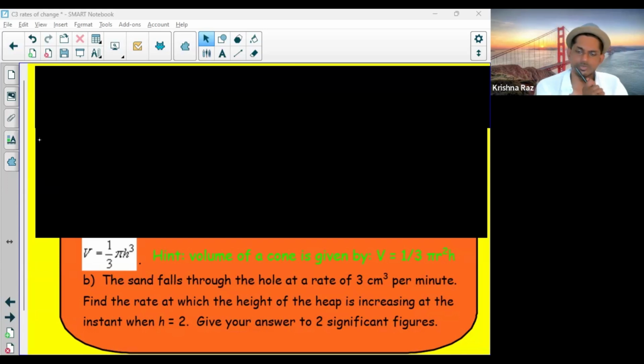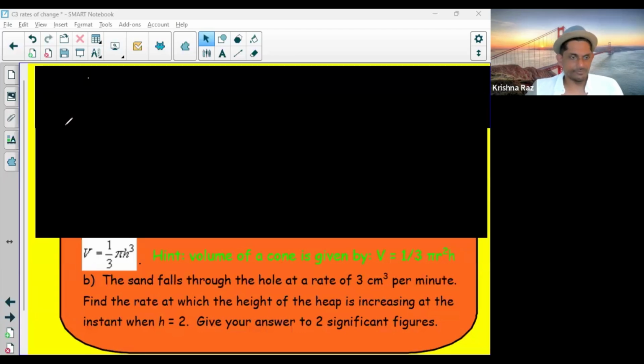We're told the sand falls through the hole at a rate of 3 centimeters cubed per minute. Find the rate at which the height of the heap is increasing at the instant when h is 2. By all means, if you think you can answer this question, pause the video and give it a go. Welcome back. So my tip here would be to write a chain rule.